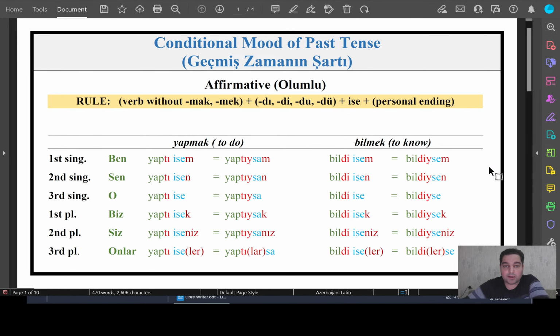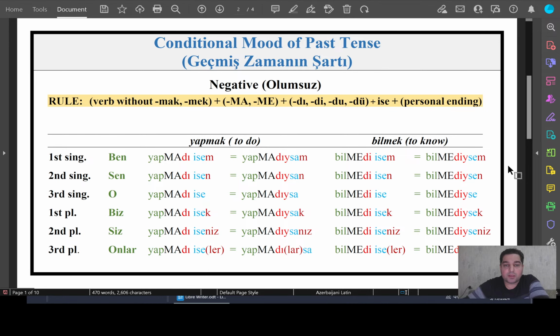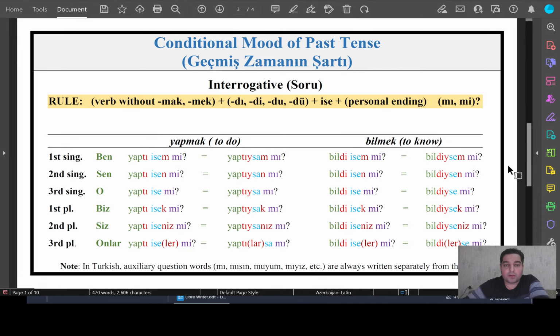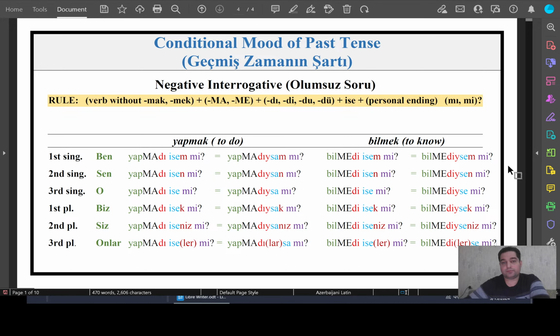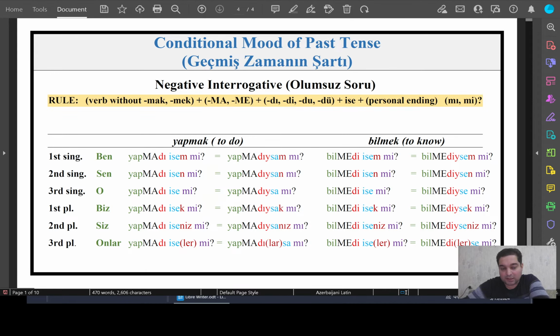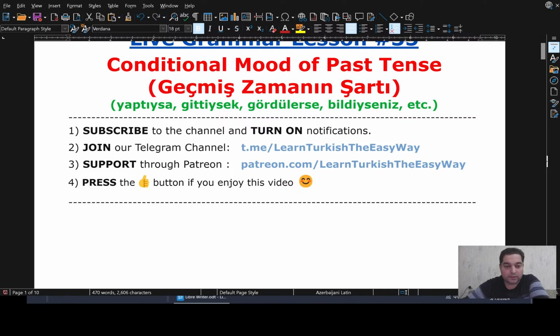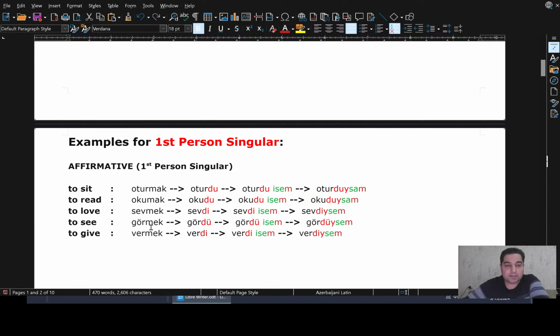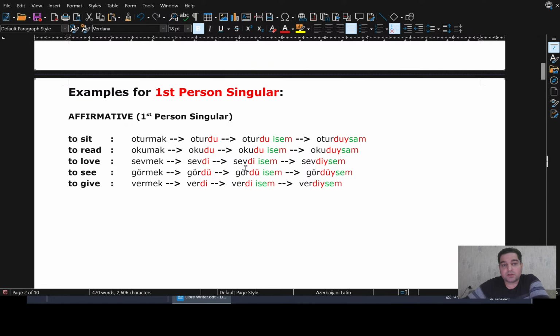Okay, so this is basically the grammar. So let me go back again. This is affirmative. This is negative. This is interrogative. And the last one is negative interrogative. Okay, so this is the grammar part, the grammar of how we construct this conditional mood of the past tense. Now let's go to our work file, where we talk about some examples as always. So let's talk about the first person singular, and how we transform it.